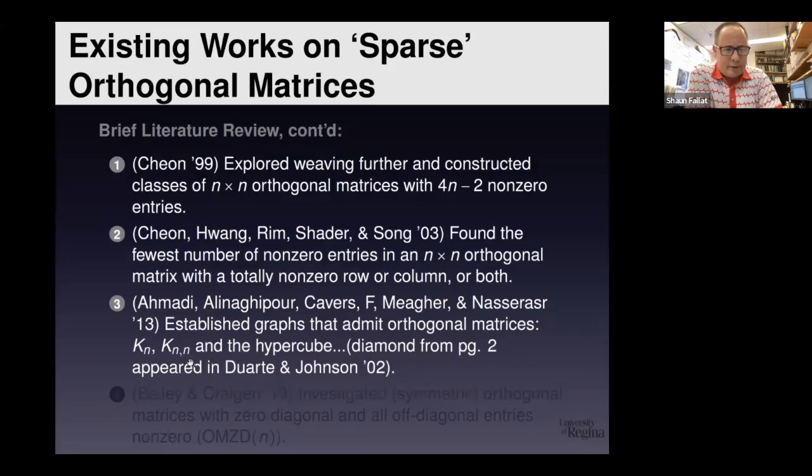I'll say some of those later on, about the complete graph, the complete bipartite graph when the parts are the same, and so on. And that diamond graph that I had at the very beginning that I mentioned, actually that appeared in an earlier paper in 2002 by Duarte and Johnson, where they were actually asking questions about the fewest number of eigenvalues of a graph.